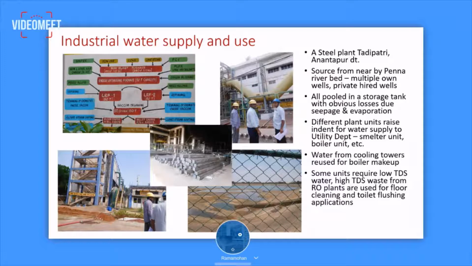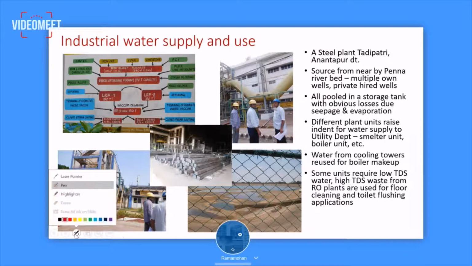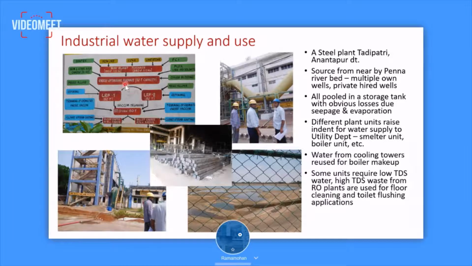If at all we have to do an industry water audit, then fundamentally we need to understand some basics about that industry. What is that industry all about? What happens in that industry? What kind of processes are there? How they use, where they use, in what form they use this water? This understanding is required.